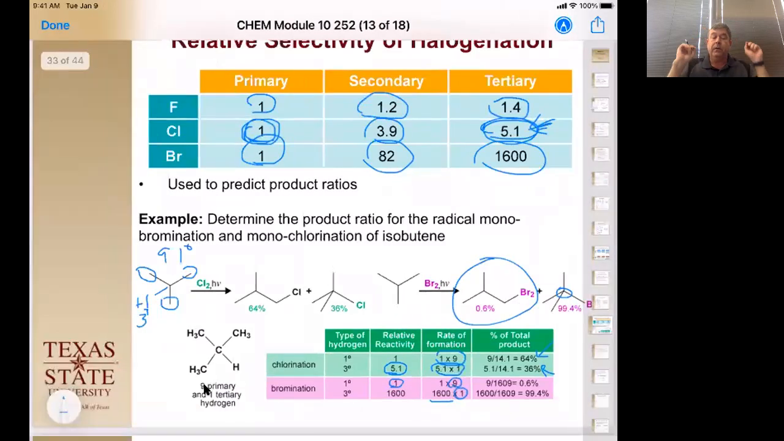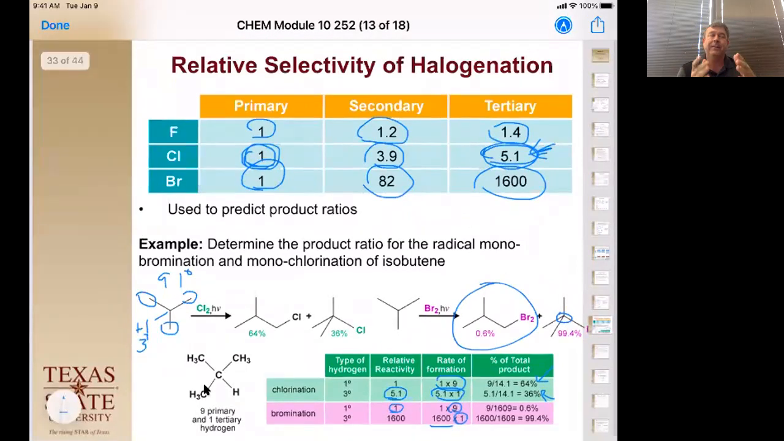All right. So relative selectivity can help you predict product ratio. You need to just multiply the relative reactivity ratio times the number of hydrogens you have, divided by the total number of reactions possible. And that gives you your predicted product yields.